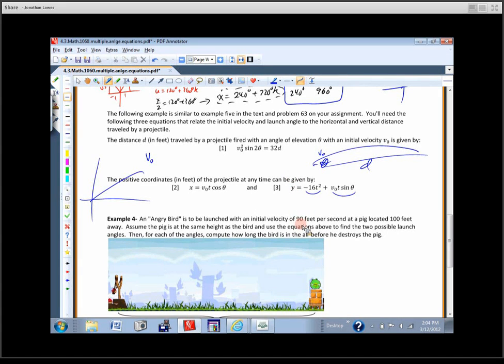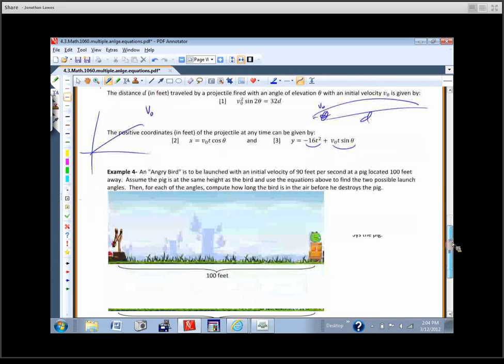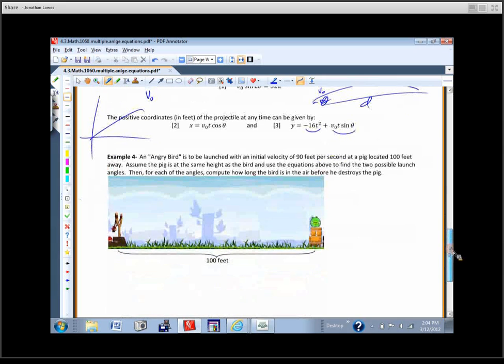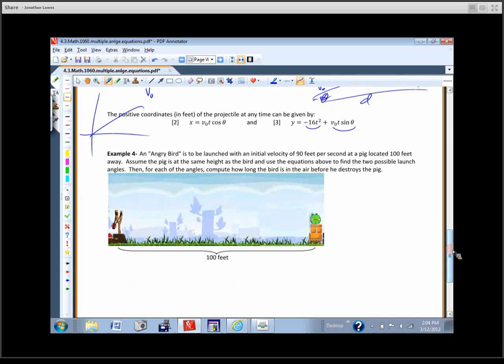Okay, any questions? Okay, let's do the problem then. Everybody's played Angry Birds, right? Okay, a little too much. An angry bird is to be launched with an initial velocity of 90 feet per second at a pig located 100 feet away. Assume the pig is at the same height as the bird and use the equations above to find the 2 possible launch angles. Then for each of the angles, compute how long the bird is in the air before he destroys the pig.